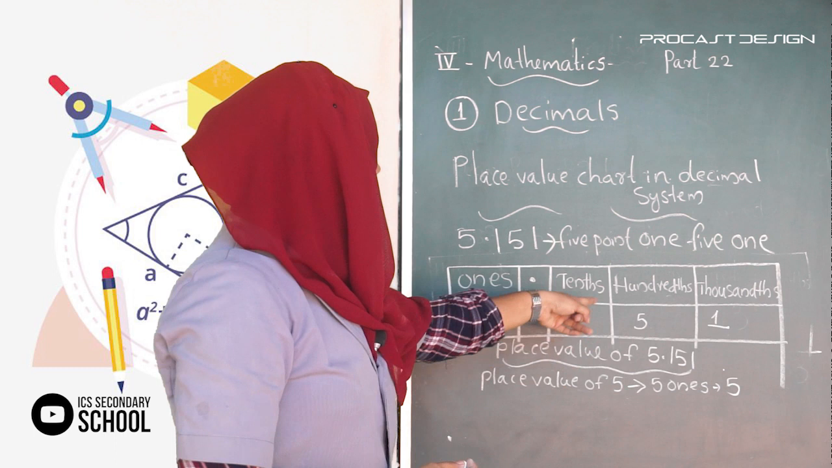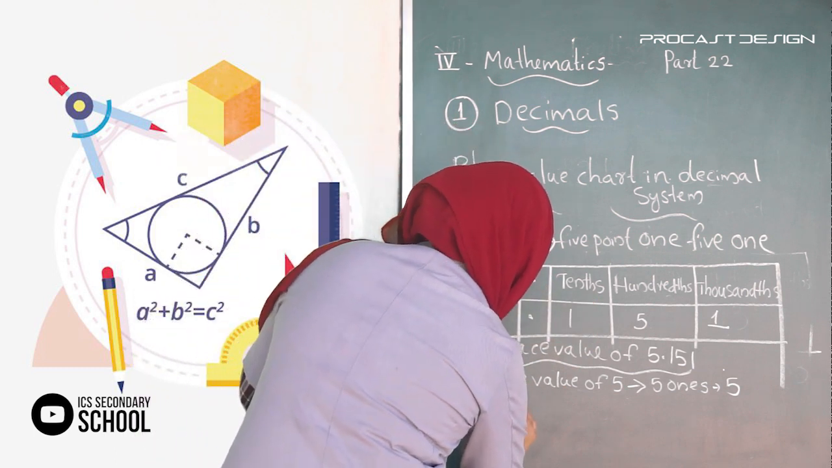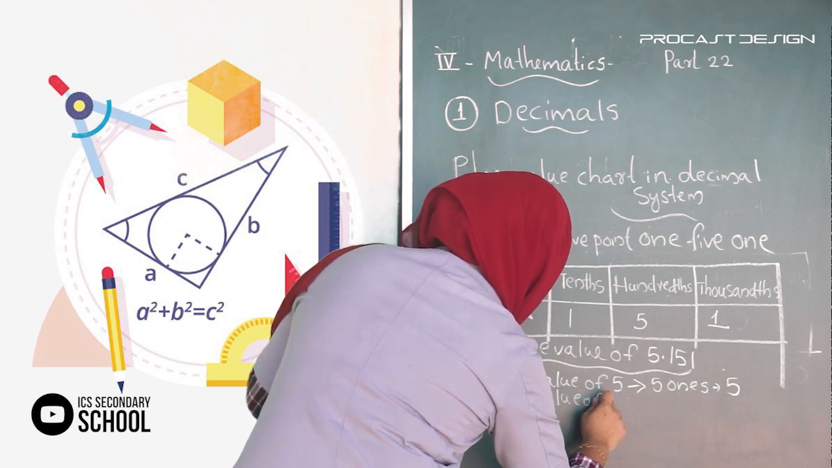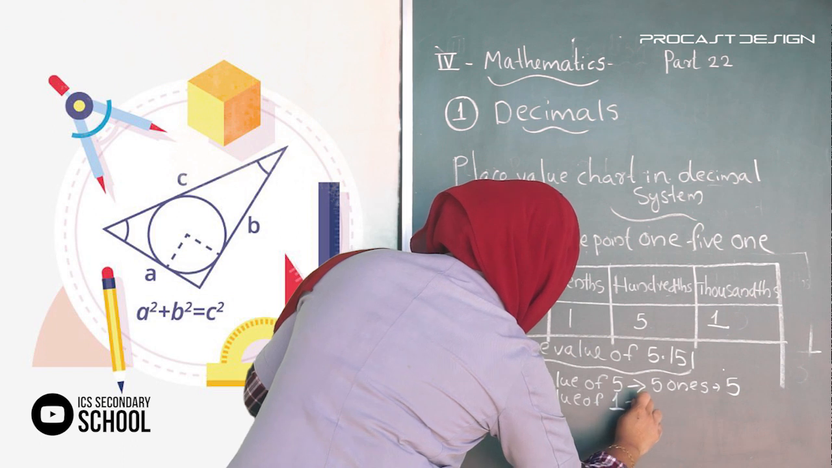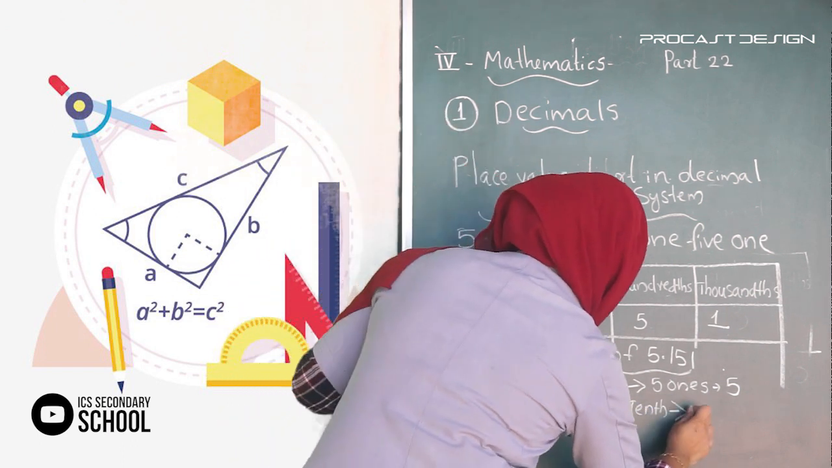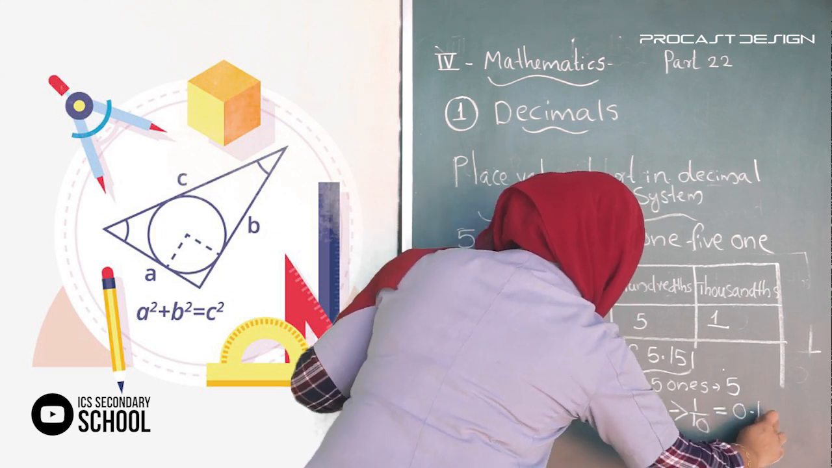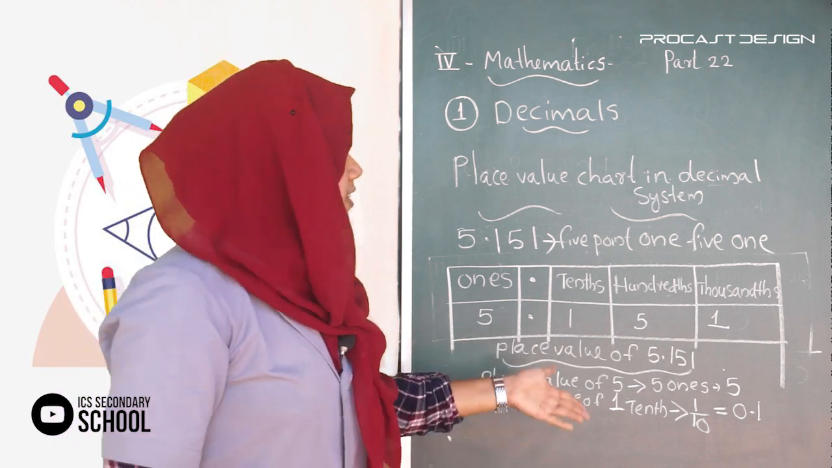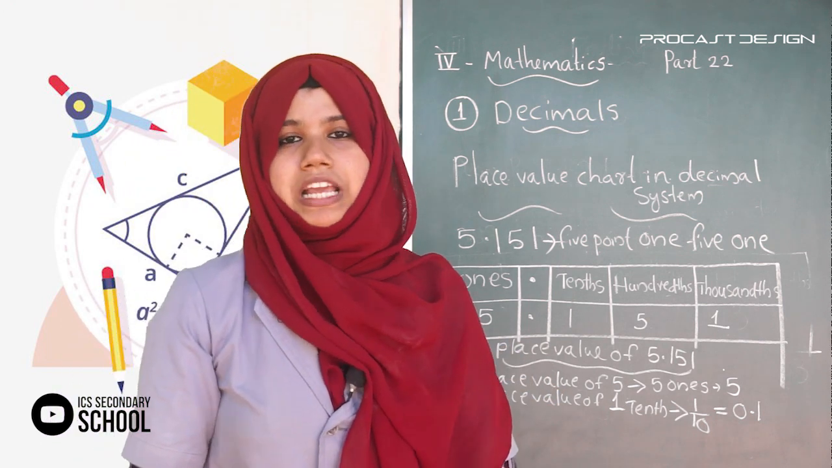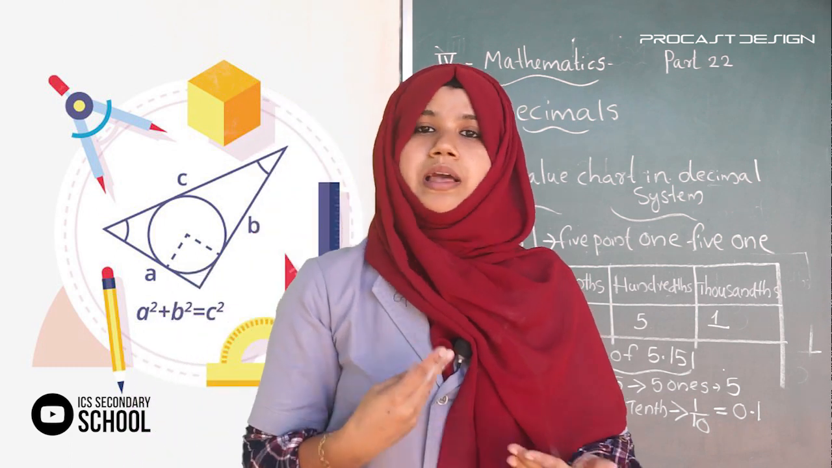Next is the place value of 1. Place value of 1/10. 1/10 means 1/10. We can write 0.1. Is it clear? This is the place value. We already learned the place value is that each digit in a number has a value based upon its position.